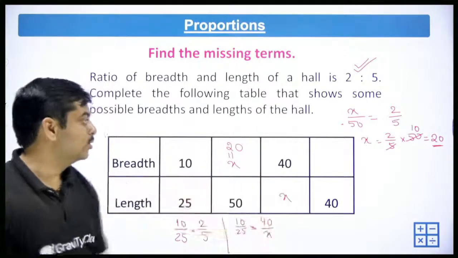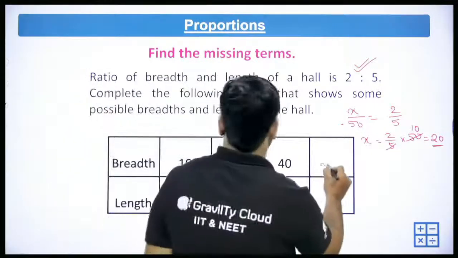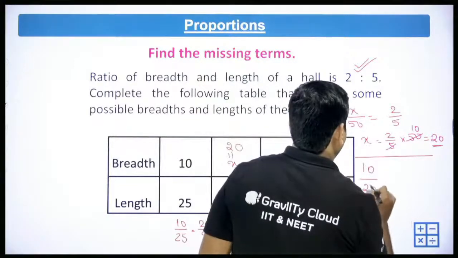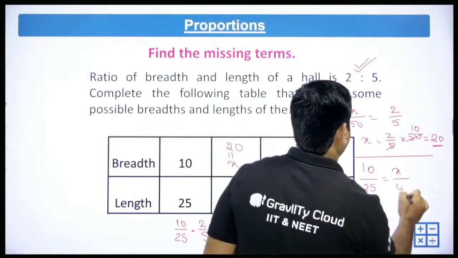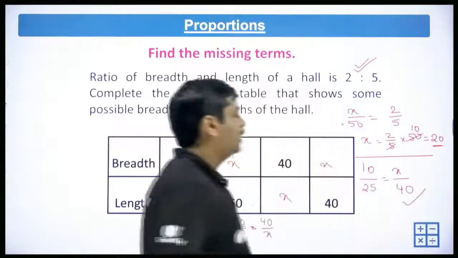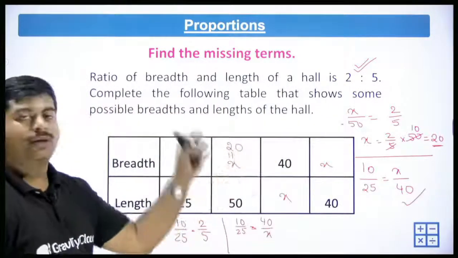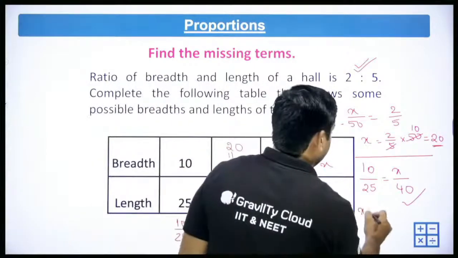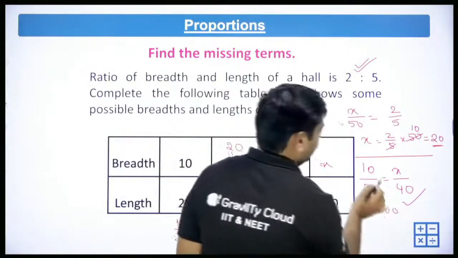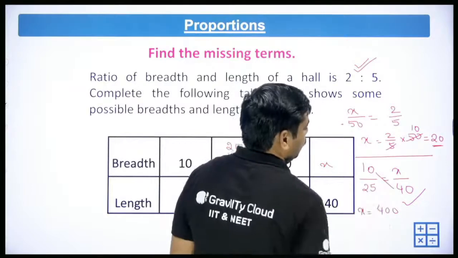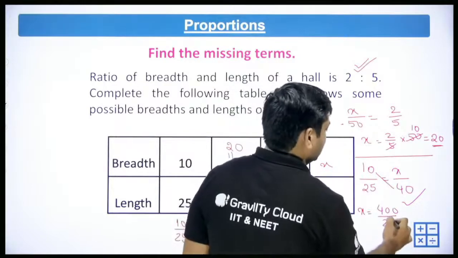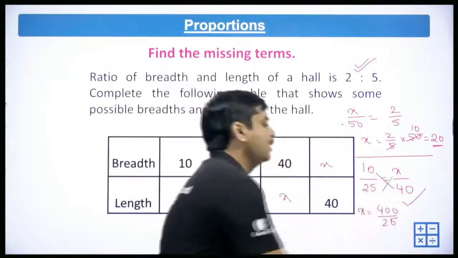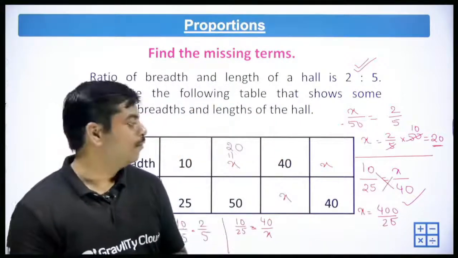The same way here also. Let us take it as x. So 10 by 25 is equal to x by 40. So from there you can try to find the remaining values, right? So what will be x equal to? 10 into 40 is 400. Okay, 400 by 25. So please try to calculate that properly. Try to take the cross multiplication.